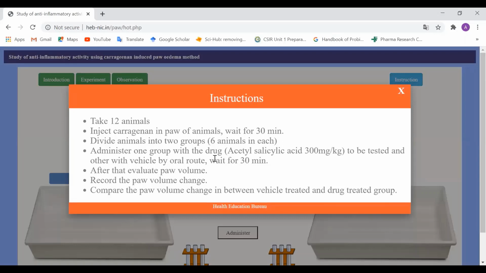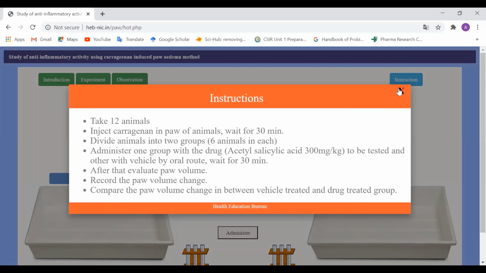Administer one group with drug, that is acetyl salicylic acid 300 mg per kg, which is a marketed non-steroidal anti-inflammatory drug to be tested, and the other with vehicle by oral route. Then wait for 30 minutes so that the drug can act and reduce the inflammation. After that, evaluate paw volume. Record the paw volume change. Compare the paw volume change in between vehicle treated and drug treated groups.